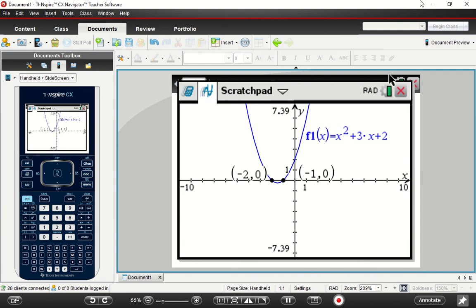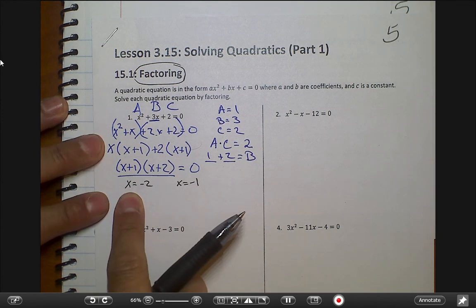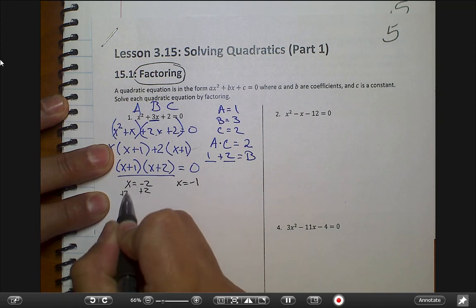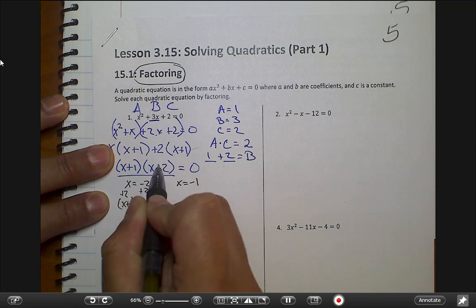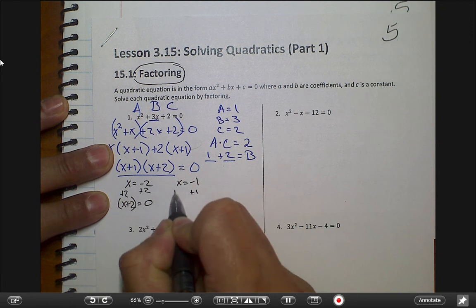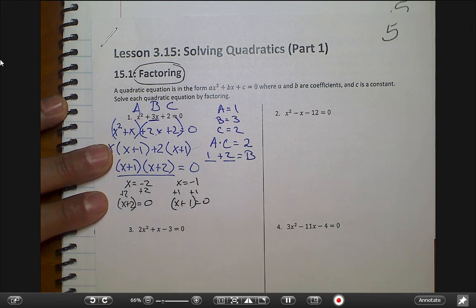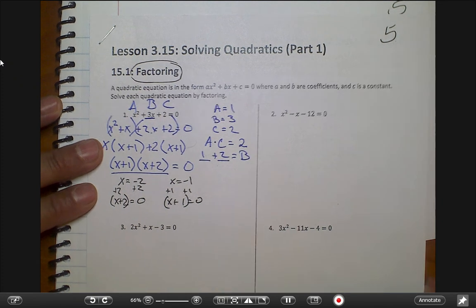So I'm going to get back to my paper. I got those answers now, right? We know that all factors have to equal 0, so I need to make these equal 0. Add 2. x plus 2 equals 0. There's my factor. Add 1. x plus 1 equals 0. There's my other factor. Super easy, right?